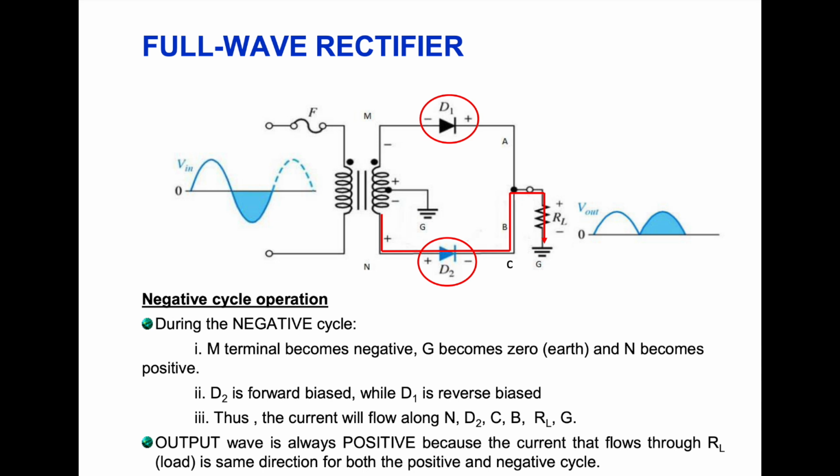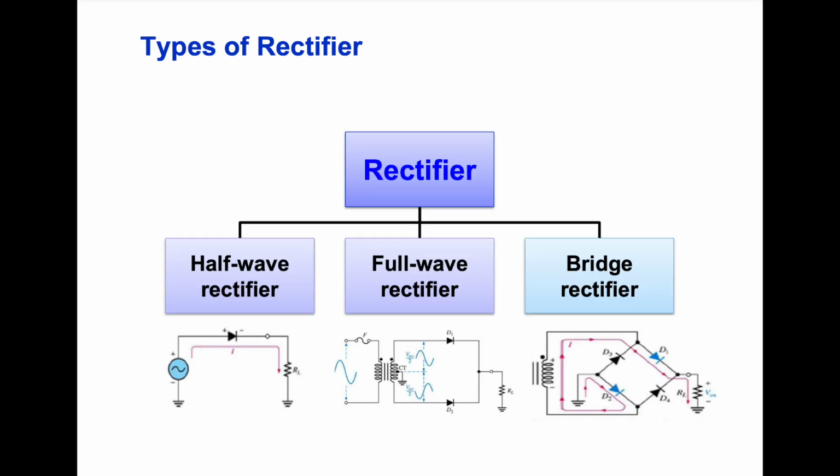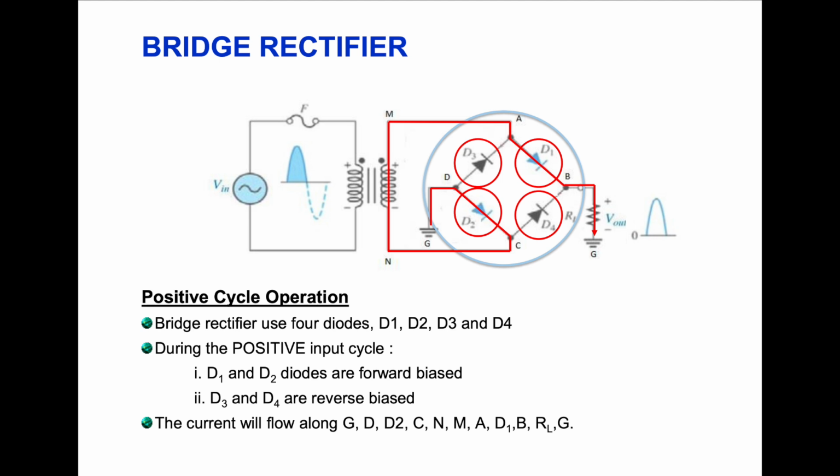The output voltage is formed at both cycles, and the frequency of the output is twice the input frequency. And then we will come to the third type of rectifier, which is the bridge rectifier. Here you can see the shape. We have 4 diodes overall, and after the transformer we will connect this circuit to the rectifier.